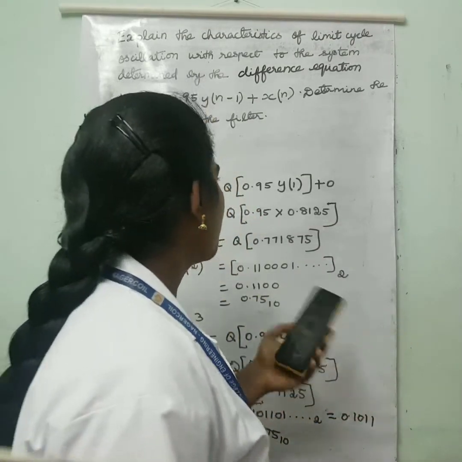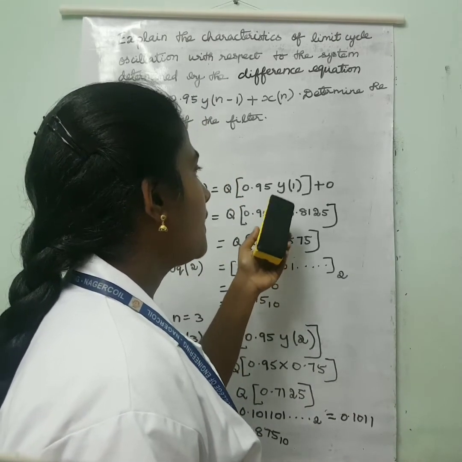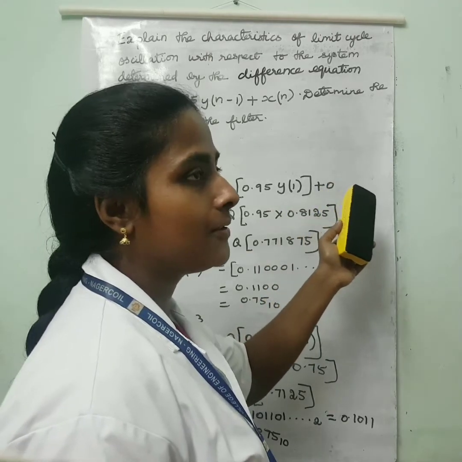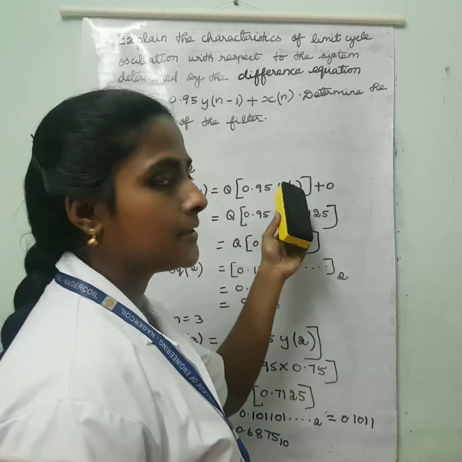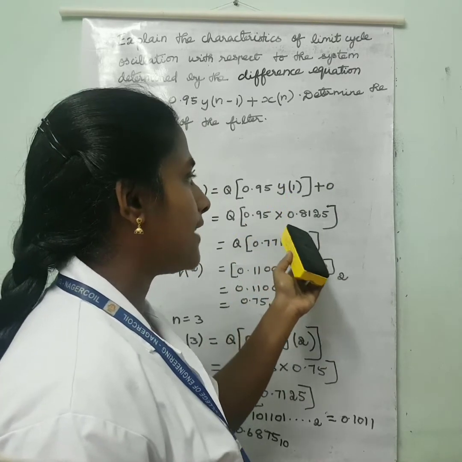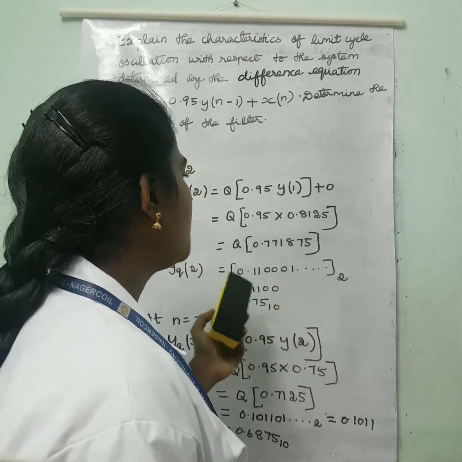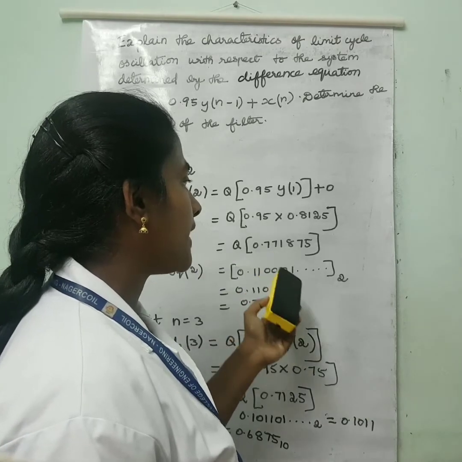When n is equal to 2, yq of 2 is equal to q of 0.95 into y of 1 plus x of n, which for n not equal to 0 is 0. This y of 1 we have found previously, that value is 0.8125. So substitute that value and multiply. You will get 0.771875.